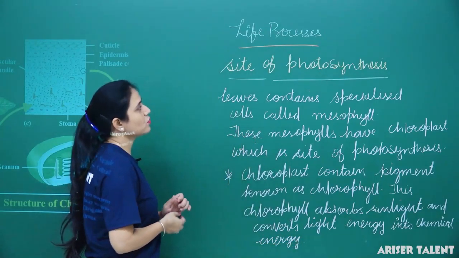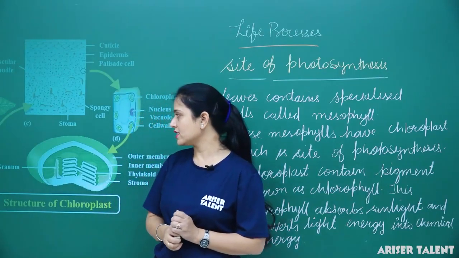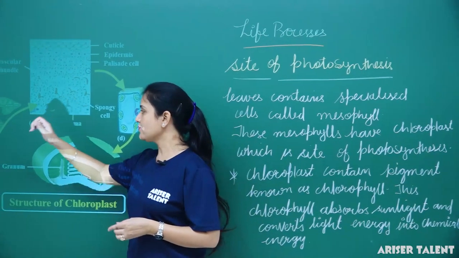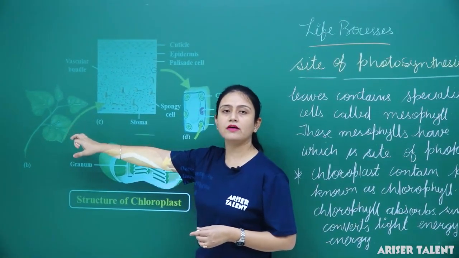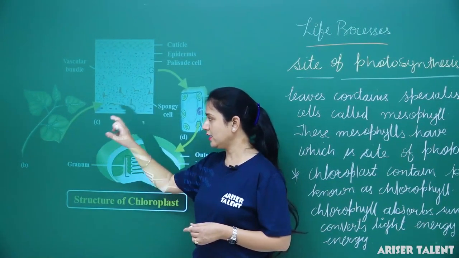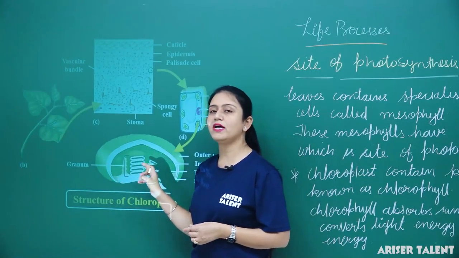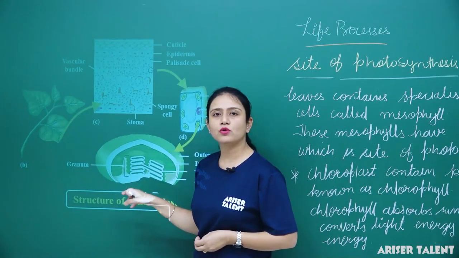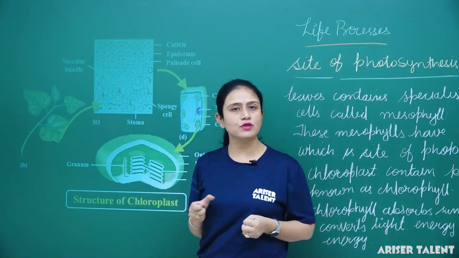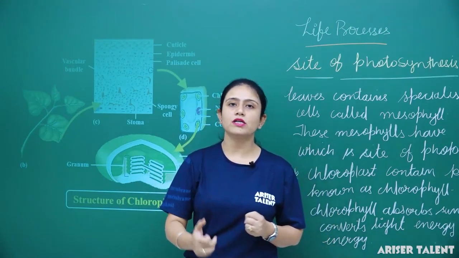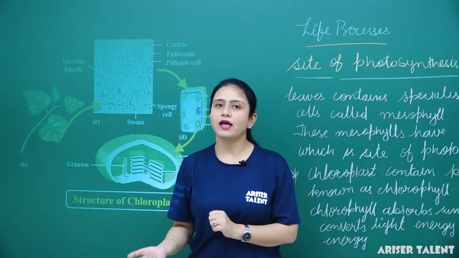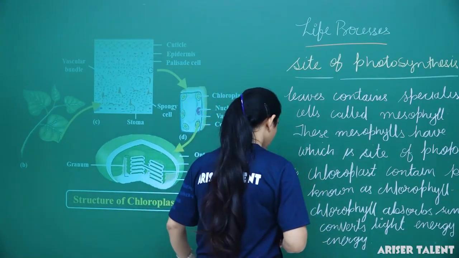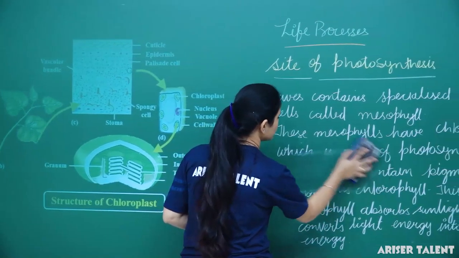So this is all about the site of photosynthesis. What is the site of photosynthesis? As we know, the leaves have mesophyll cells. These mesophyll cells contain chloroplast, and this chloroplast has the green pigment that is known as chlorophyll. This chlorophyll absorbs the sunlight and converts light energy into chemical energy. Now we will talk about the mechanism of photosynthesis.